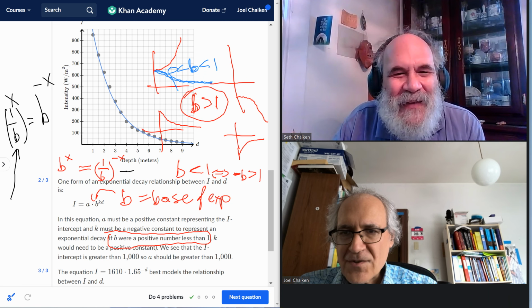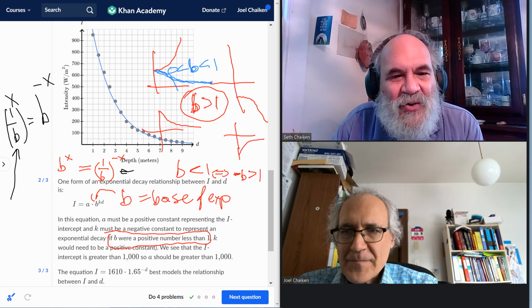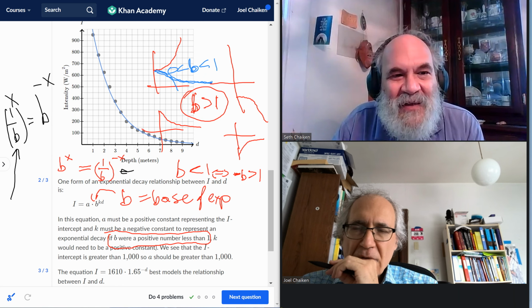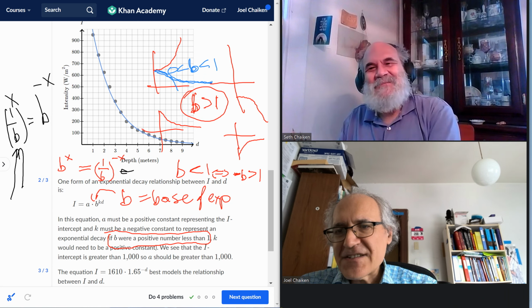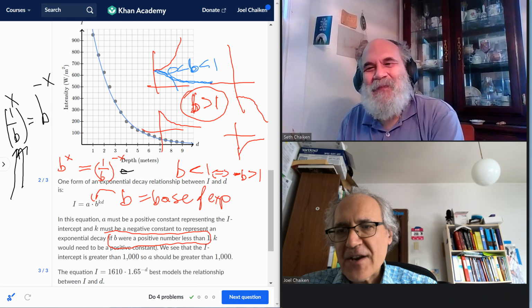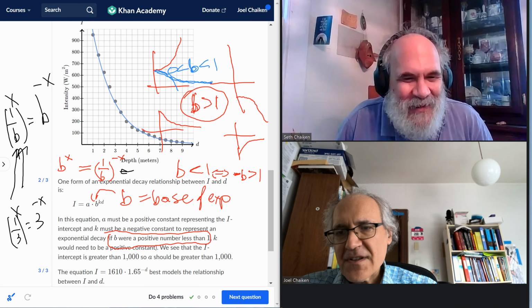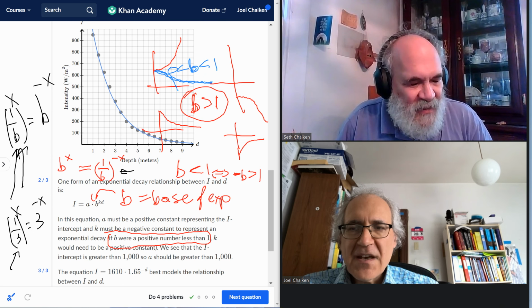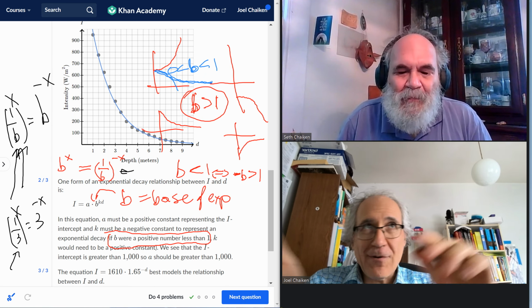This is confusing. If you have 3/10 to the X, you could replace this B by 1 over B. It's equivalent. But I think this gets to the heart of the matter better. If you have 1/3 to the X, that's equivalent to 3 to the negative X. So you can always take a fractional B, a fractional B between 0 and 1, and turn it.